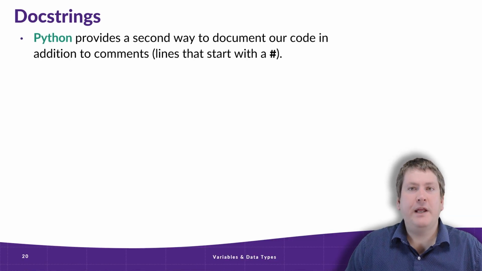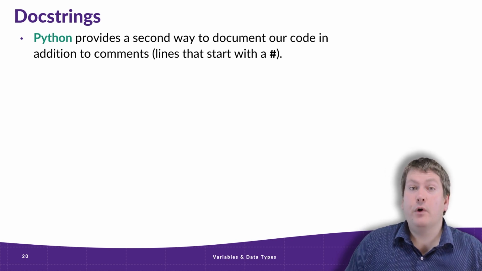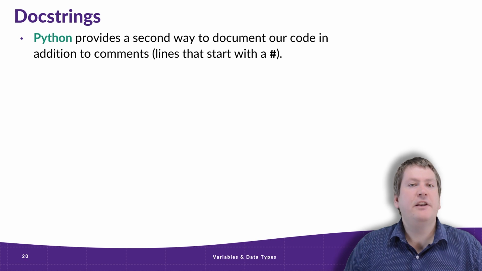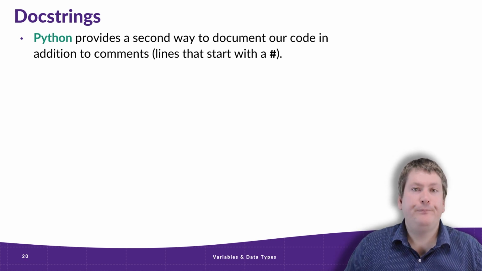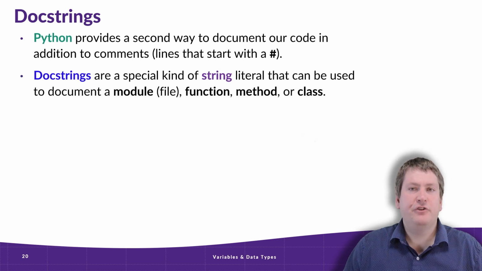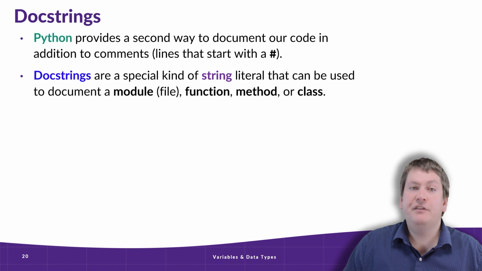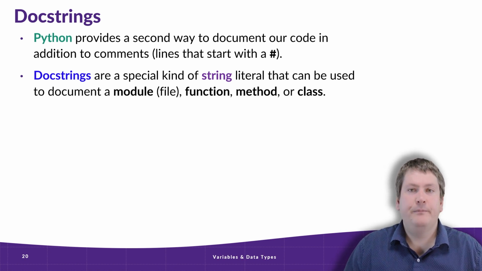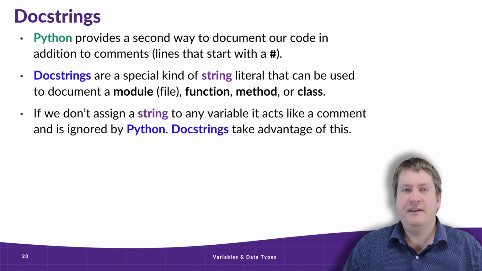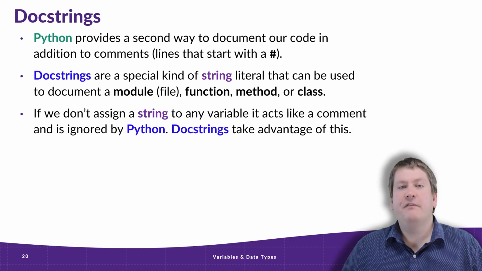Docstrings provide a second way to document our code in addition to comments. Recall that comments are text that comes after a hash symbol and are ignored by Python. They provide a way to document our code for a human reader without changing how our code works. Docstrings provide the same functionality, but are a special kind of string literal that can be used to document modules, functions, methods, and classes. Docstrings take advantage of the fact that if we do not assign a string to a variable or pass it to a function, Python effectively is going to ignore that string and treat it like a comment.